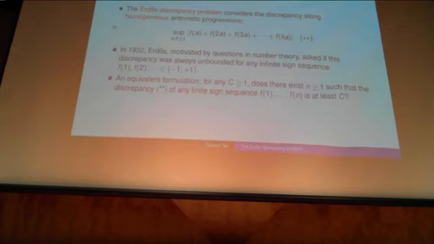Okay, and Erdős asked, if this is your notion of discrepancy, can you make arbitrarily long sequences, maybe infinite sequences of signs with bounded discrepancy? Can you keep the discrepancy bounded not just for partial sums, but also for these homogeneous progressions?